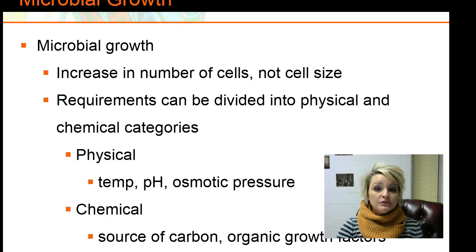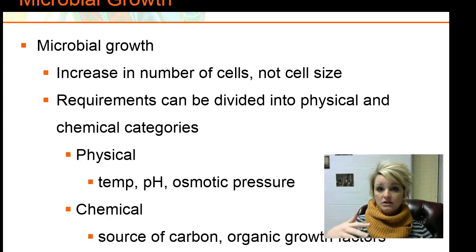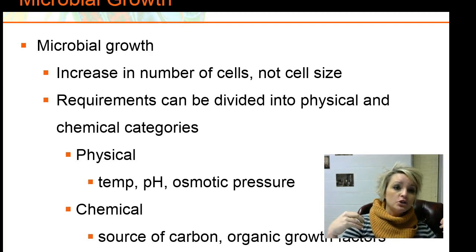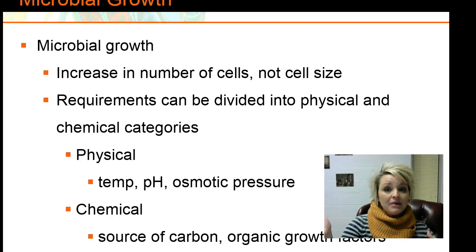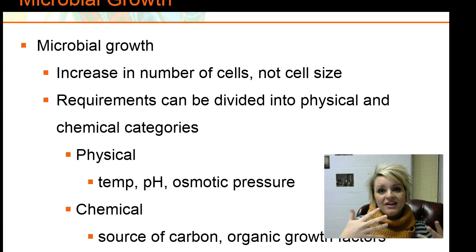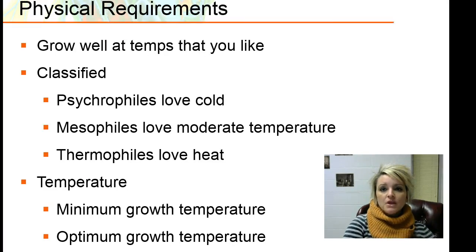In order to be able to divide, microbes, of course, do need a few things, just like you do. You need oxygen, and you need a stable internal temperature, and you need water. There's lots of things that you need, necessity-wise, in order to survive. Microbes are no different. Microbes need physical and chemical properties that allow them to grow and therefore survive. We're going to look at the physical requirements first.